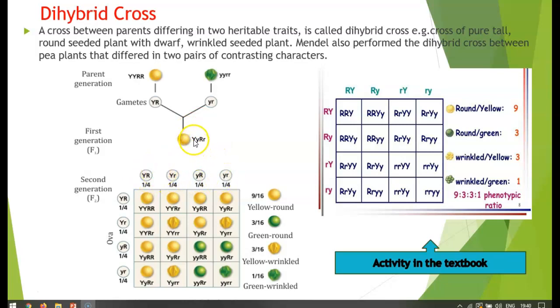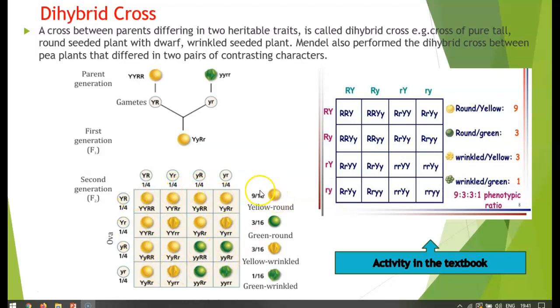Here you can have a look. Here you have one capital Y, one capital R coming together in the gamete. Then you could have one capital Y and the other small r. Then you could have one small y and a capital R, and the last combination is the small y and small r. And you have to put them across in a Punnett square. One is the paternal set of alleles and the other one is the maternal set of alleles. Then just bring them together as you were doing in your monohybrid cross.